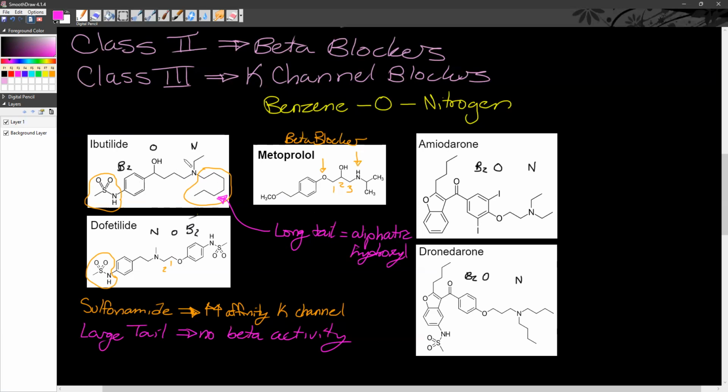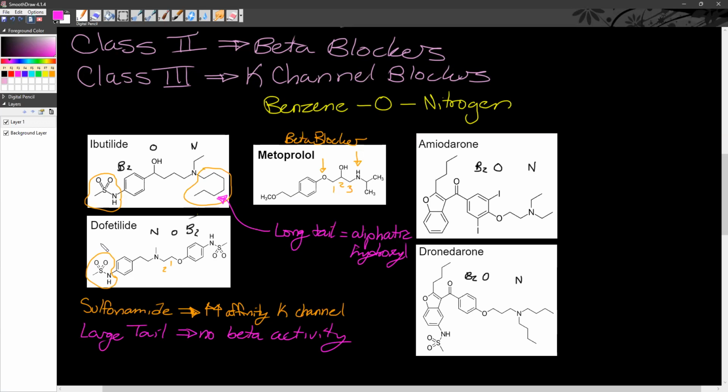That's part of the reason why we have an ethyl group here, right? If it was another long tail, we just have more room for aliphatic hydroxylation. So it's all about risk and benefit. You want less beta activity, well, you're going to have a lower half-life.